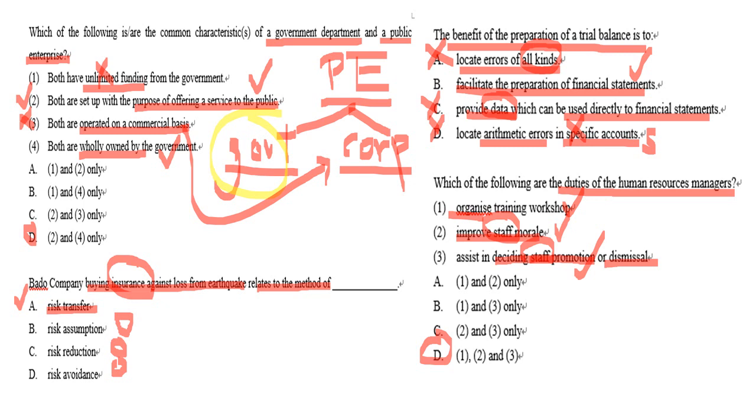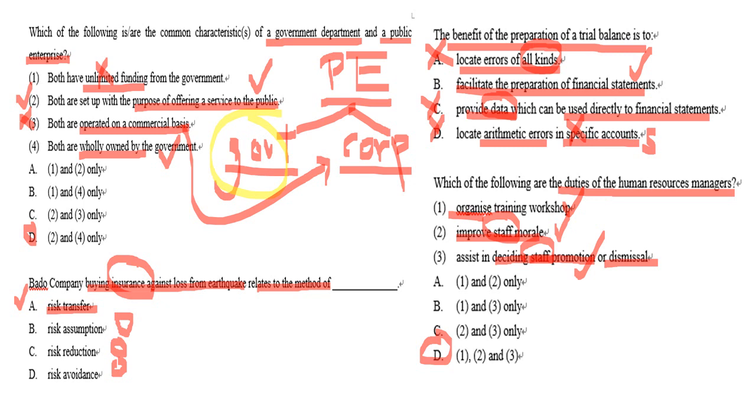This is wrong for all kinds because some errors cannot be located, such as the errors of omission. Okay, next one, facilitate the preparation of financial statements. This is correct because this is a step before the preparation of financial statements. Before the preparation of financial statements, we have to prepare the trial balance together with the year-end adjustment.